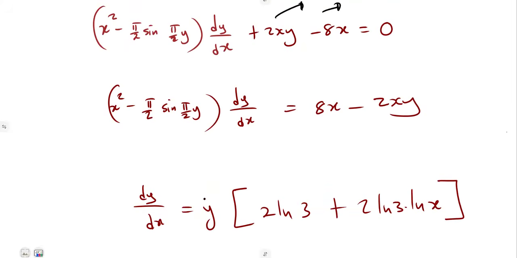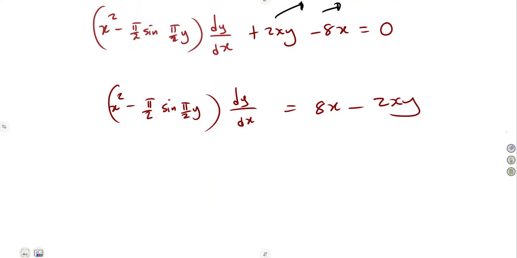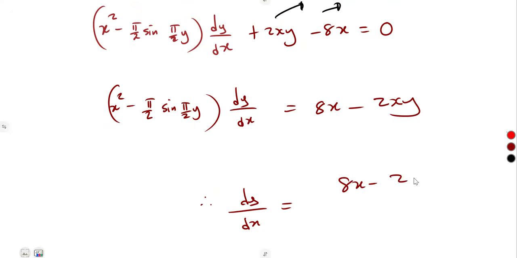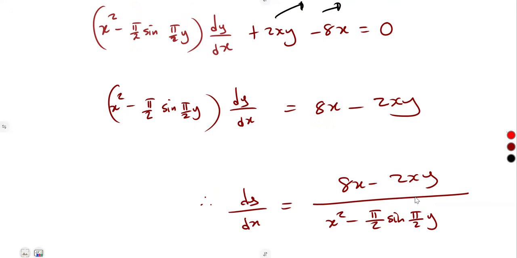And we can find our dy/dx by simply dividing by this bracket that we see here. So therefore, dy/dx is equal to, just take your right hand side as it is, everything over this bracket: x squared minus pi over 2 the sine of pi over 2y like this. All right, we are done. This is how we could have answered this question in a basic way.